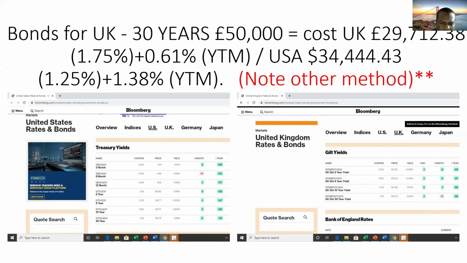information from Bloomberg here. We're just going to pick out the key bits. Here, the 30-year instrument in the US: the coupon payment is 1.25 and the yield to maturity is 1.38. So altogether, that's nearly 2.5%, which is on the marginal side in terms of investment and the 2% rate of return. But in the UK, we have the gilt at 4.75 for 10-year and the yield to maturity of 0.17.